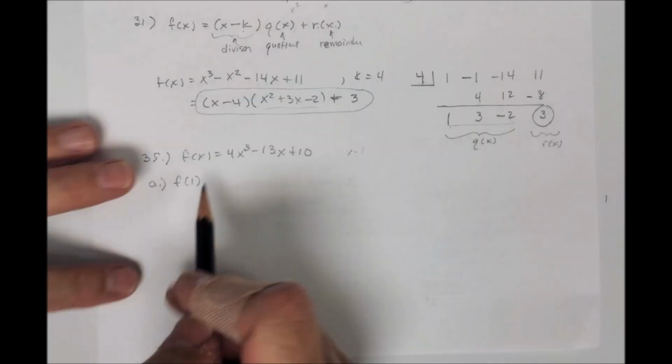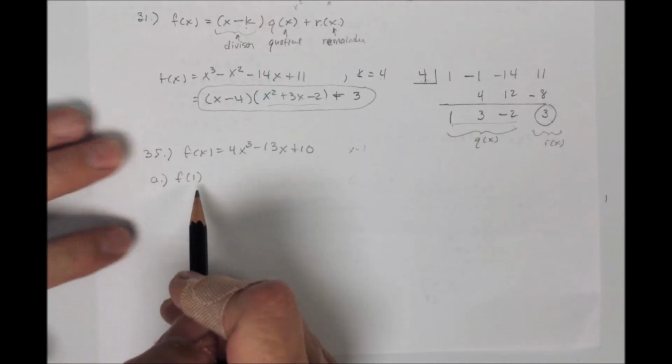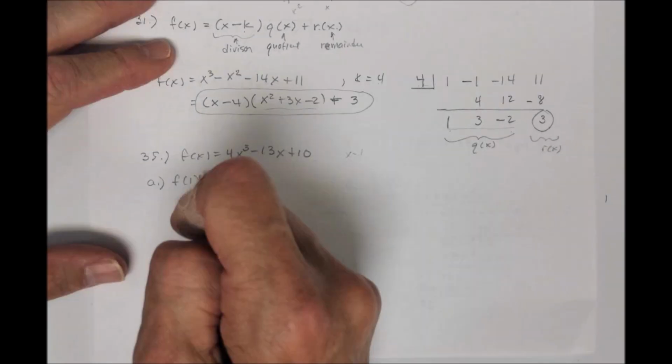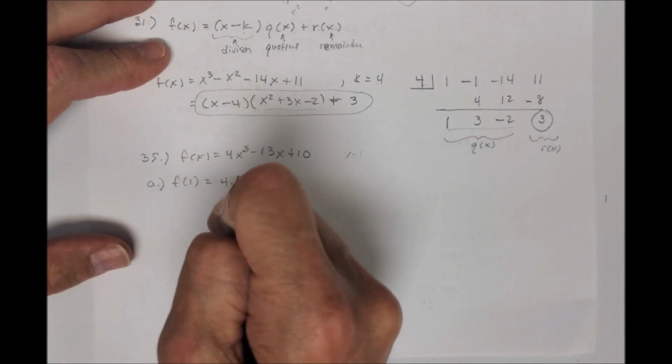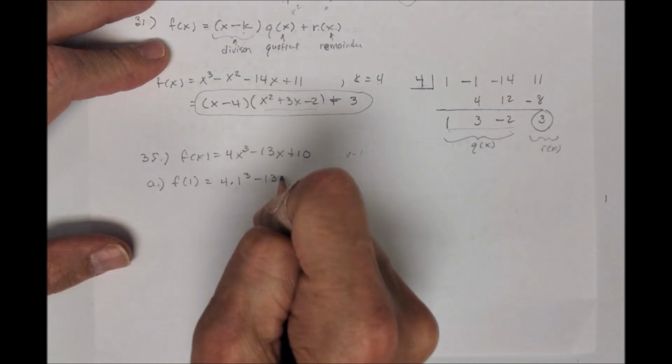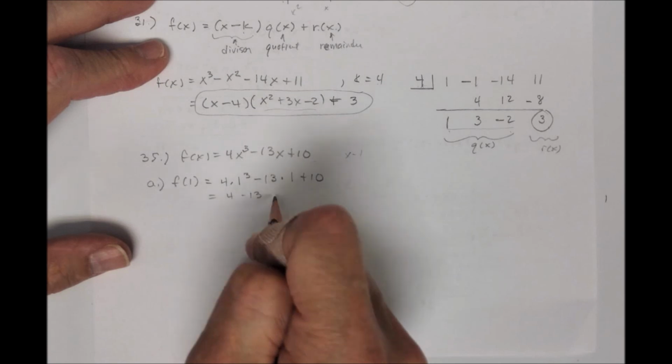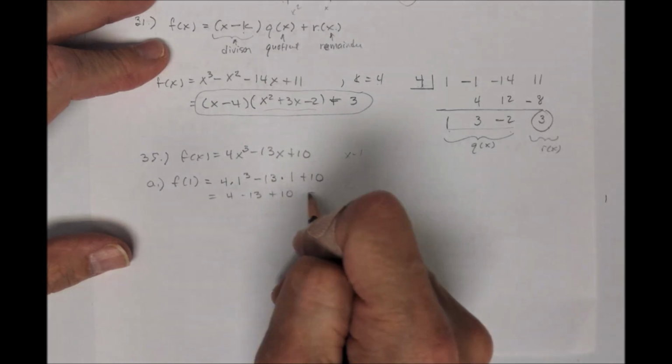So for f of 1, first they want you to find f of 1. Now you could do it the hard way. You could do this as 4 times 1 to the third minus 13 times 1 plus 10. So this is 4 minus 13 plus 10, which is, what is that, 1?